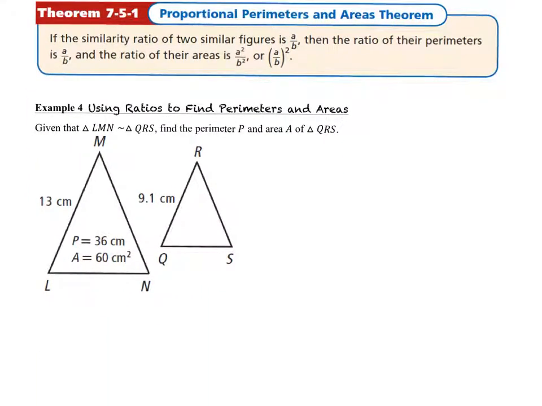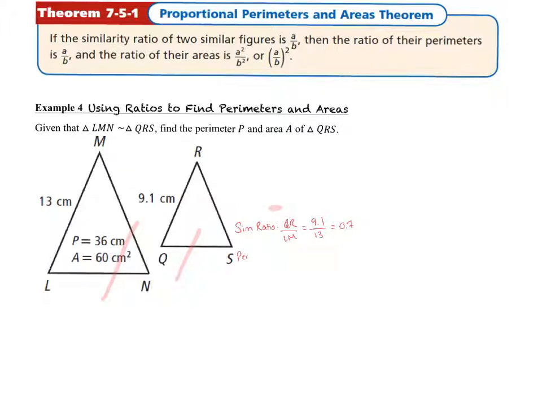Okay, we need to find the perimeter and area of triangle QRS. Since I'm looking for triangle QRS, I'm going to start with QR over LM so I can find the similarity ratio. So it's QR over LM, which is going to equal 9.1 over 13, which is 0.7.